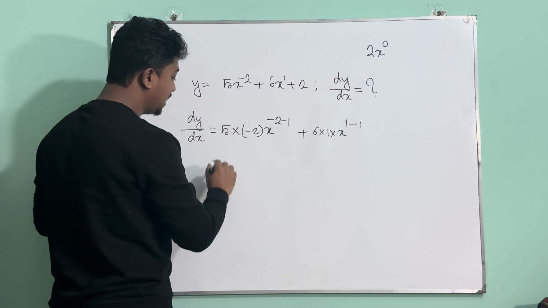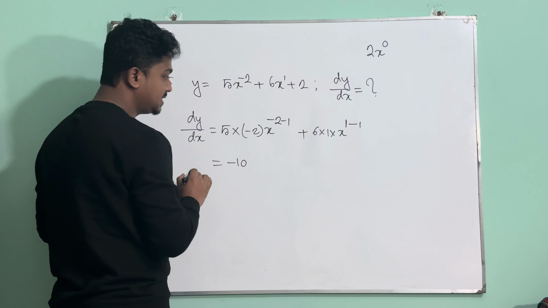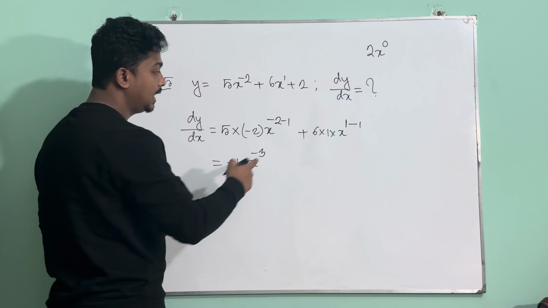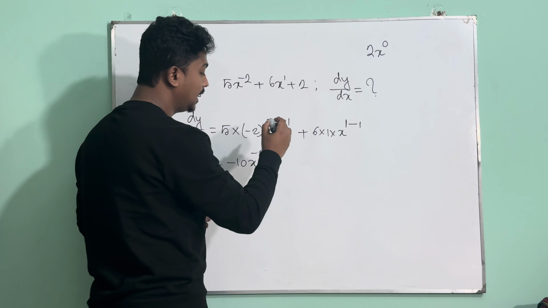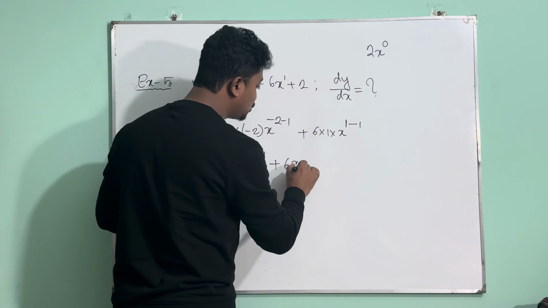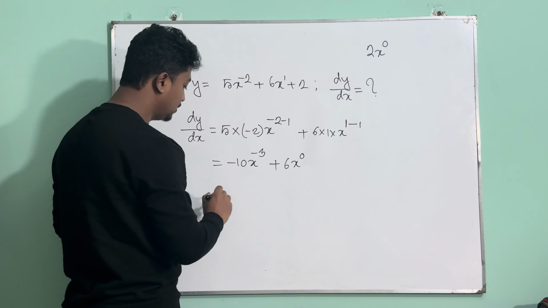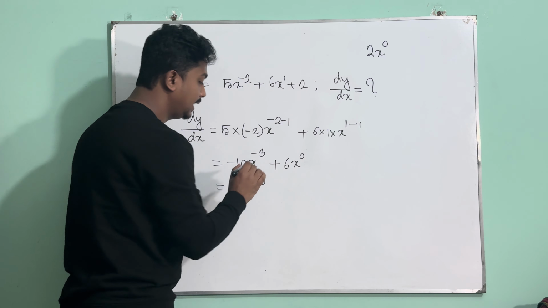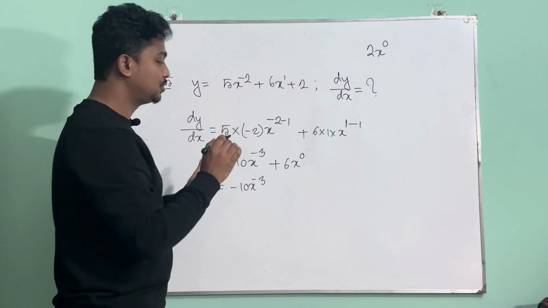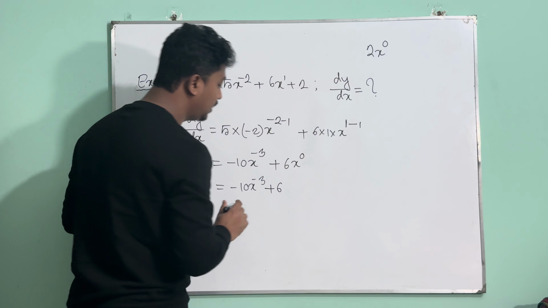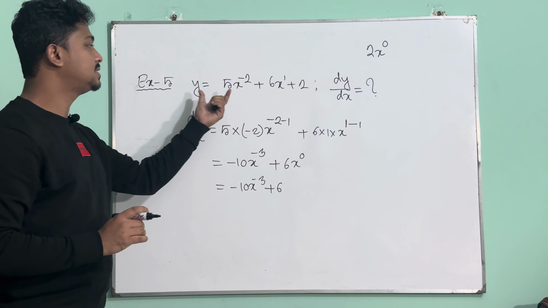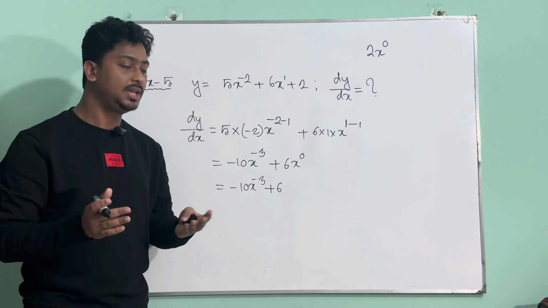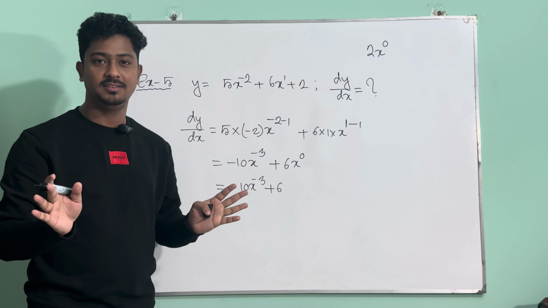Okay, now let's see what happens. So 5 multiplied by minus 2 is minus 10, and then x has a power of minus 3, minus 2, minus 1. Then the plus, and 6 is there, and then x to the power 0, right? 1 minus 1 is 0. Now we know that when something is power 0, it just becomes 1. So plus 6 only, we don't have the x. See, it was a little bit bigger equation than the previous questions, but it's the same thing and we can solve it very easily.